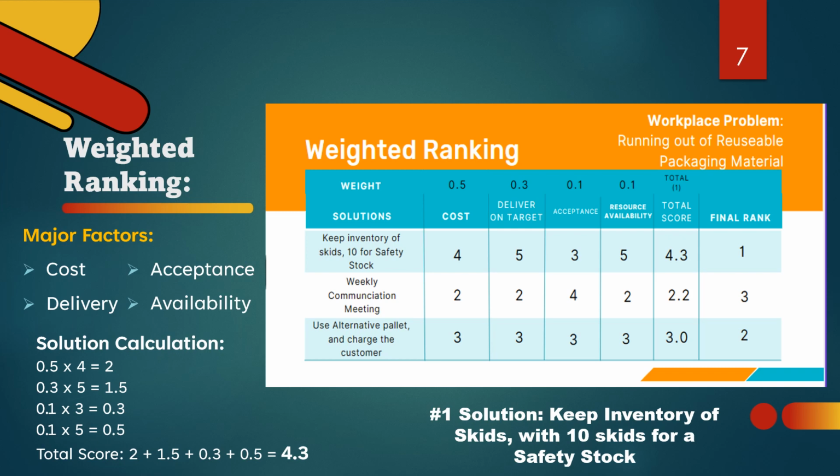I wanted to quantitatively rank my solutions. I can use the weighted ranking tool. The criteria I used for my solutions were cost, delivery, acceptance, and resource availability. You can rank these 1 through 5 and then get the total score. The number one solution for my problem is keeping inventory of skids with 10 skids for a safety stock.